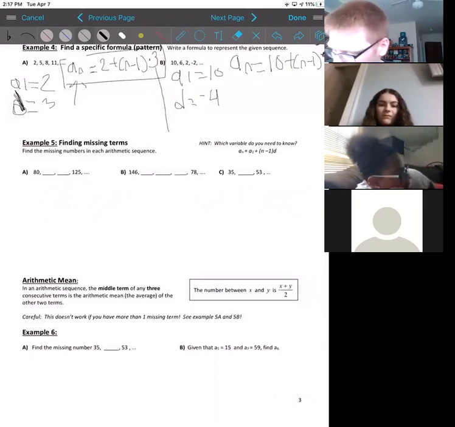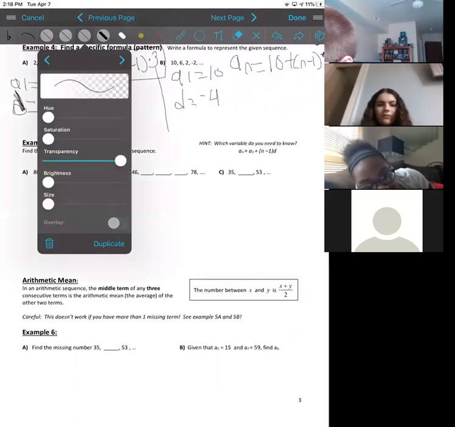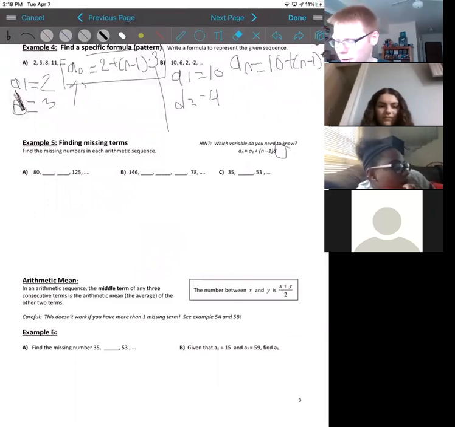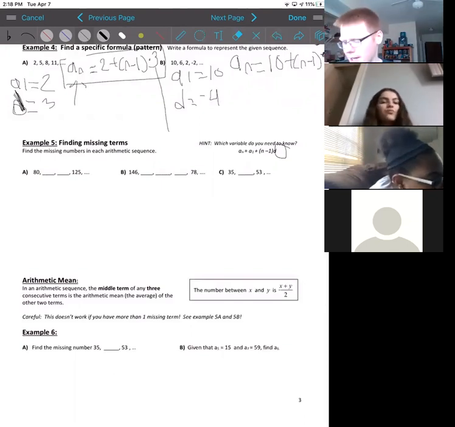but maybe it's worth seeing. So example 5, they're basically talking about finding a missing term. One thing it talks about is which variable you need to know. Looking at example A, we know A1, we know different terms. We're trying to find those two middle terms. So really what we need to figure out is our D. The problem is it's hard to figure out the D because there are 2 gaps. There are different ways you could think about it. One way is you could think about the difference between them going from 80 to 125, and you could kind of cut it in half.